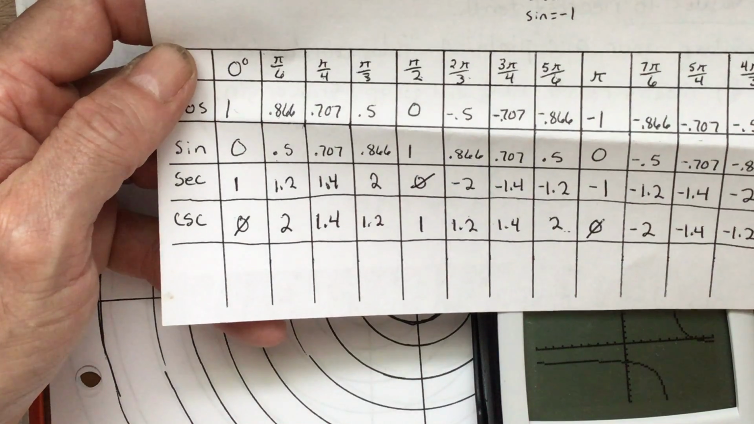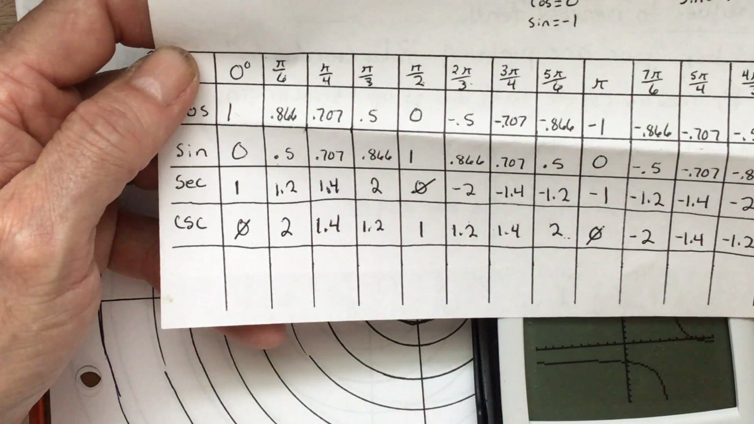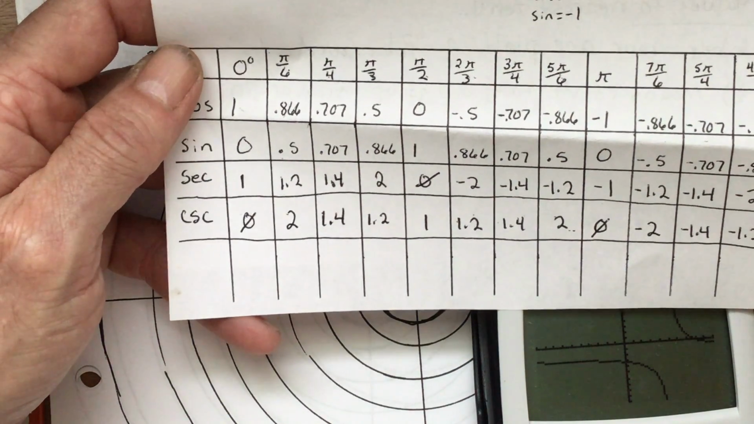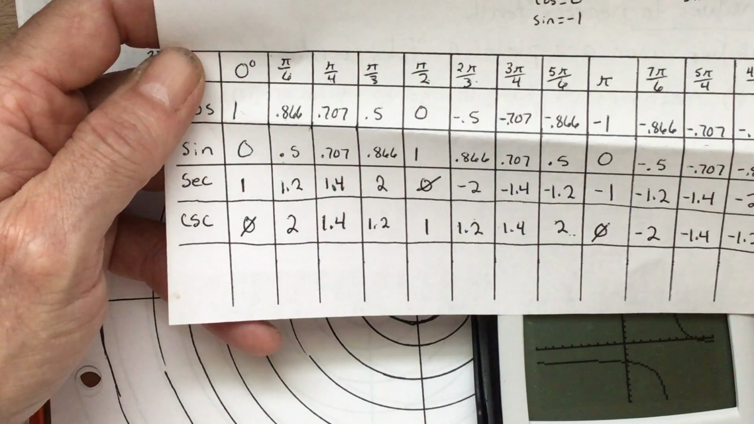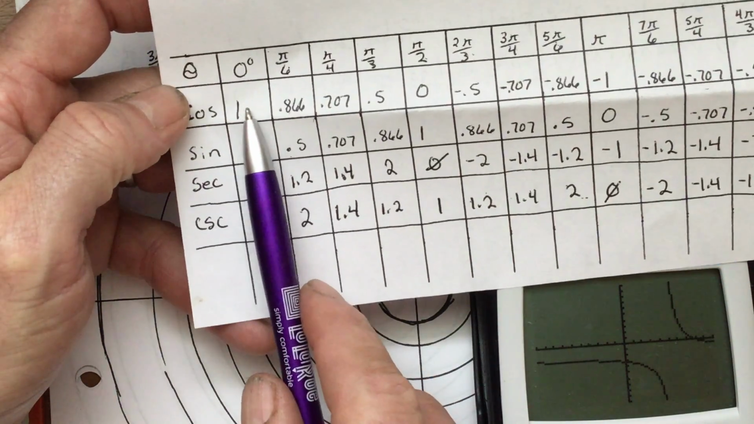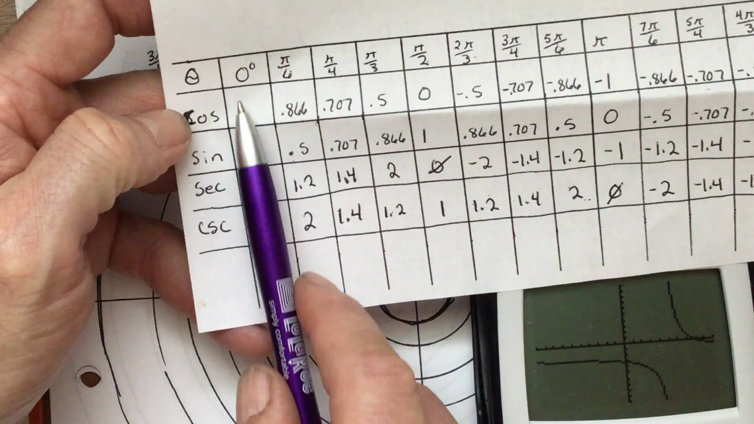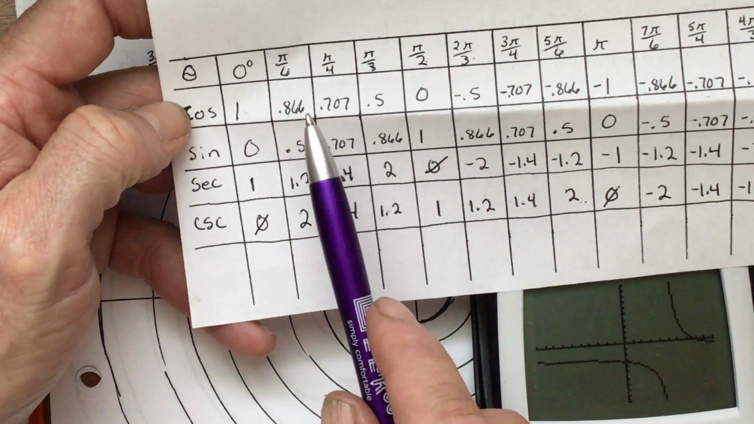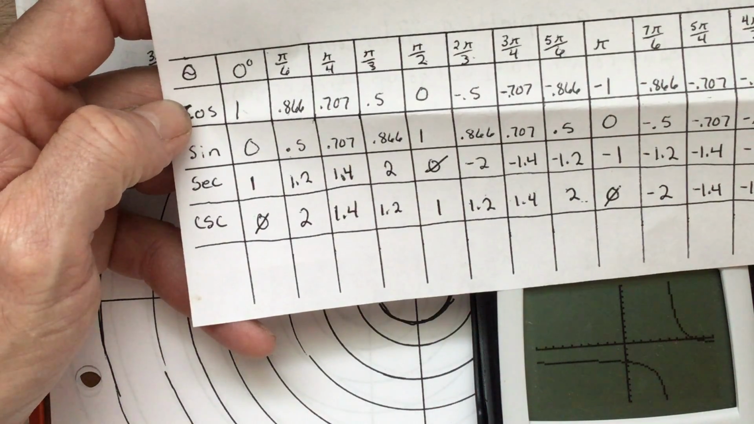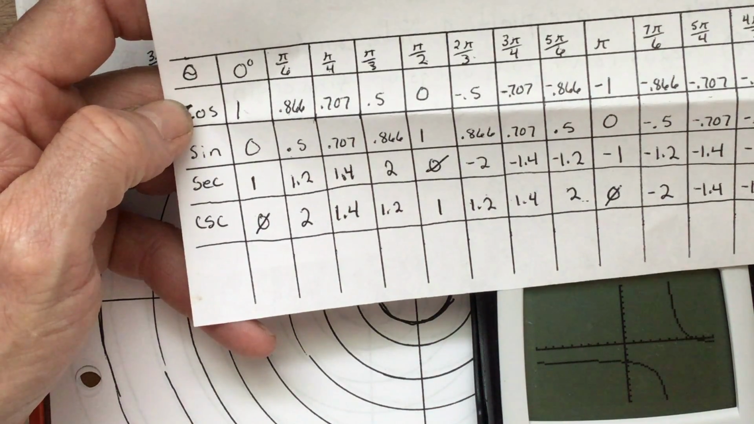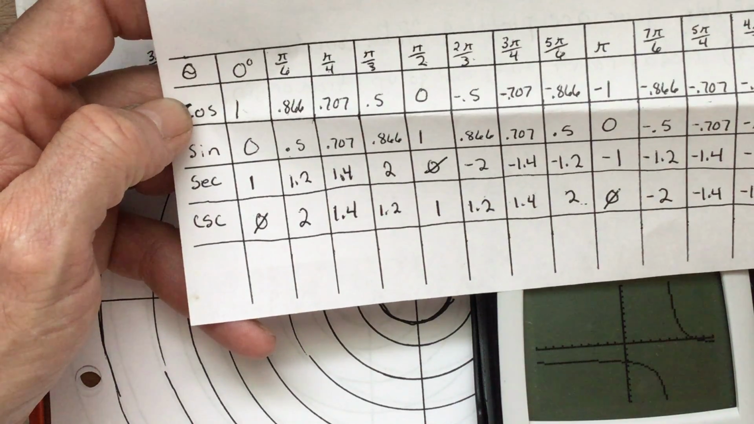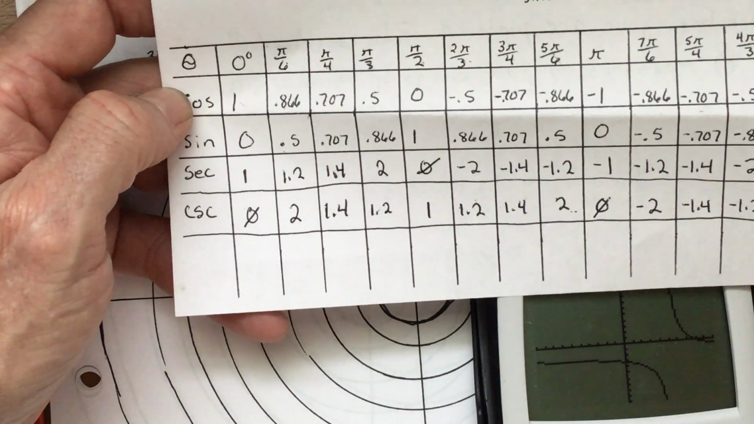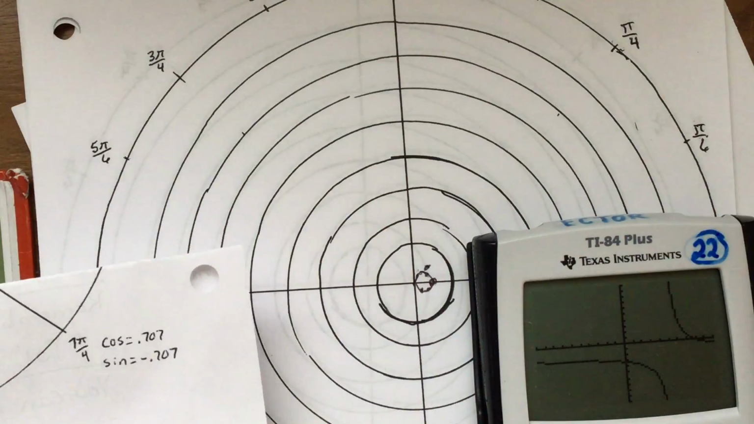Take the value, plug it in for that trig ratio. If it's 3 plus cosine of theta, here's cosine. All right, so at 0, it's going to be 3 plus 1, which is 4. At pi over 6, it's going to be 3 plus 0.866, so 3.866, and so on. Use these values. Plot the points, connect them as you go with a smooth curve.